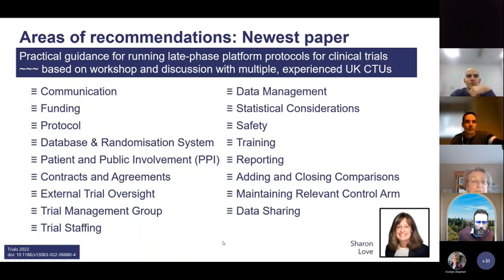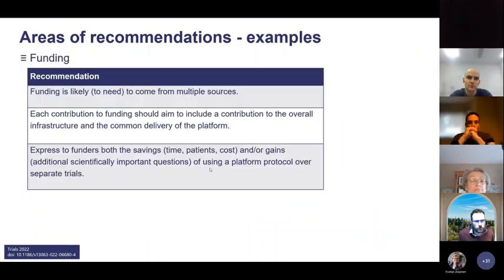So let's dip in some of the lessons we have from Sharon's paper that we had come out recently as a practical guidance here. We've broken it down into these 15 areas. I'm going to touch upon a couple of lessons that have come out from some of these. I'm not going to go into all the detail for all of them, of course.